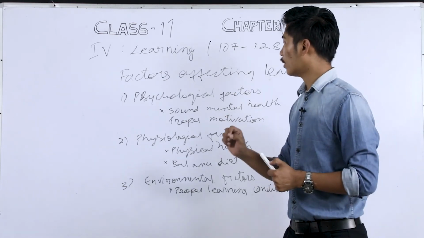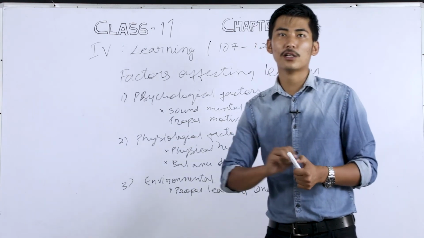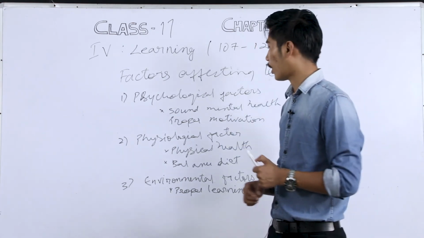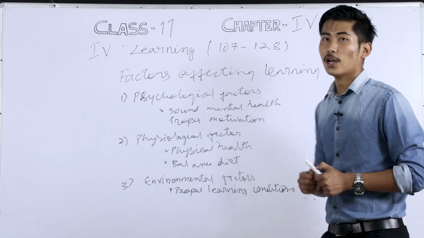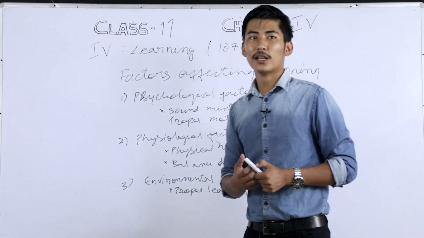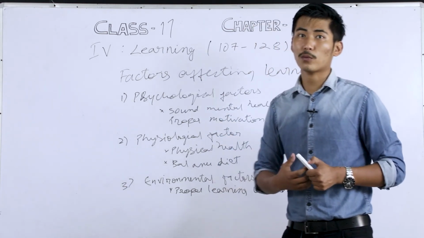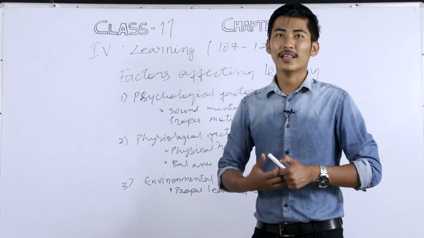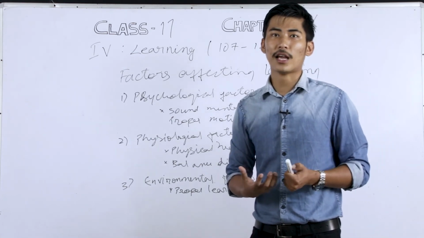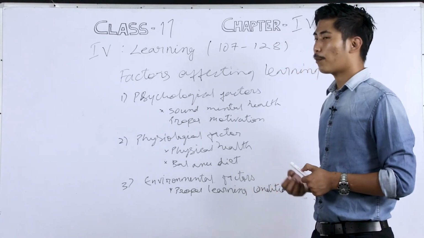The next factor is the physiological factor. Physiological factor basically refers to the physical abilities that we have. The first one is physical health. When we are free of sickness, when our health condition is fine, then there is a high probability that we are going to learn a lot of things. But when we are sick, when our health is not good, we are not able to learn anything. So maintaining good physical health is very important for learning.